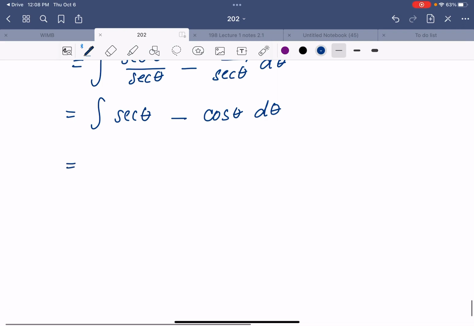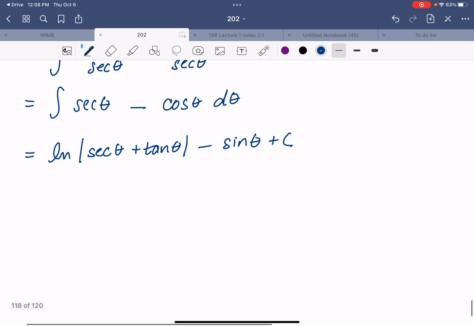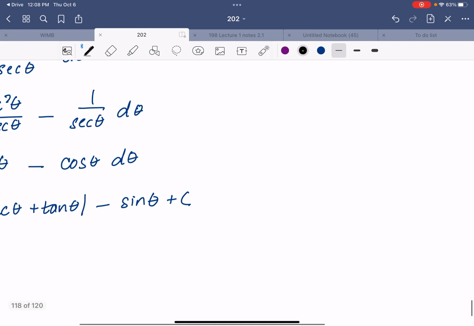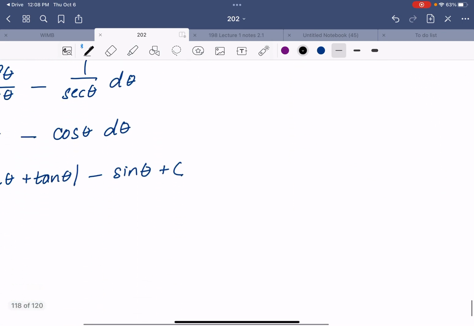All right, now I showed you this trick for secant. And if you can, at this point, we can just remember it. So this is the natural log of secant x, or secant theta, plus tangent theta, minus the antiderivative of cosine is sine. Okay, we got out of the integral. Now we just have to use our substitution to go backwards. So we know that our substitution here was x equals 2 secant theta.